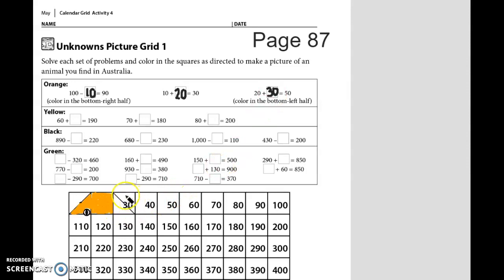Before we fill in our whole box for 30, I'm noticing another line through the box. And I'm noticing our parentheses again. They say color in the bottom left half. They must only want me to color in this little triangle here, because that's what the parentheses say. So let's grab our orange crayon and color in this little triangle, half of the box. Mine is all filled in. If you need more time to fill yours in, you can pause the video and do that now.